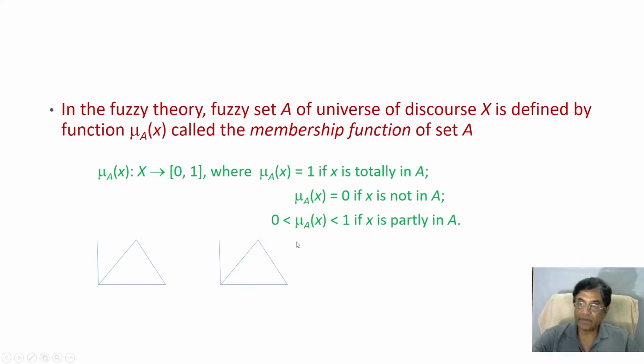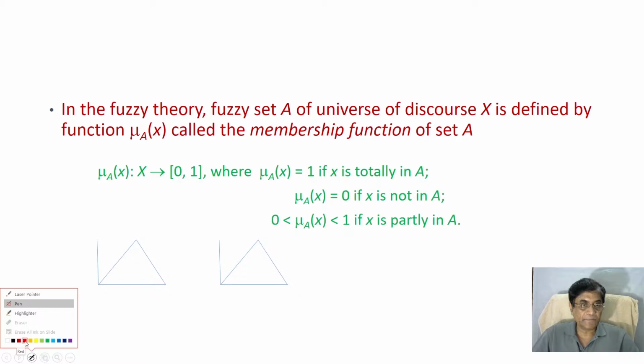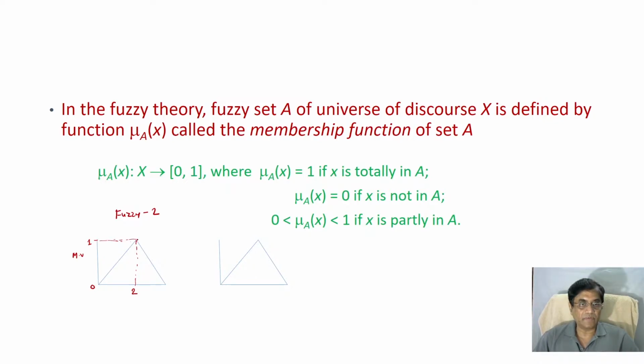So how to actually capture this in a concrete form? That means how to fuzzify. Say I would like to fuzzify the number 2. I'm calling it fuzzy 2. So this is my membership value, say between 0 and 1. And say this is my value 2, which has membership value 1.